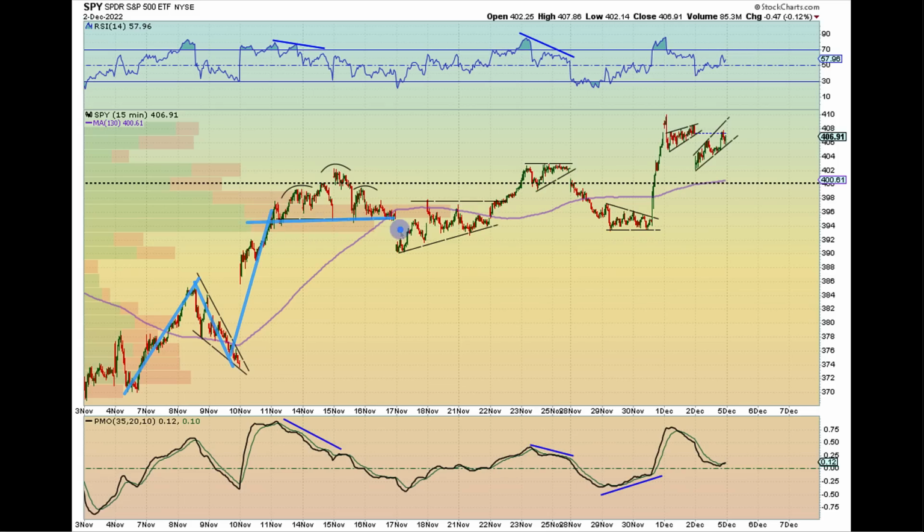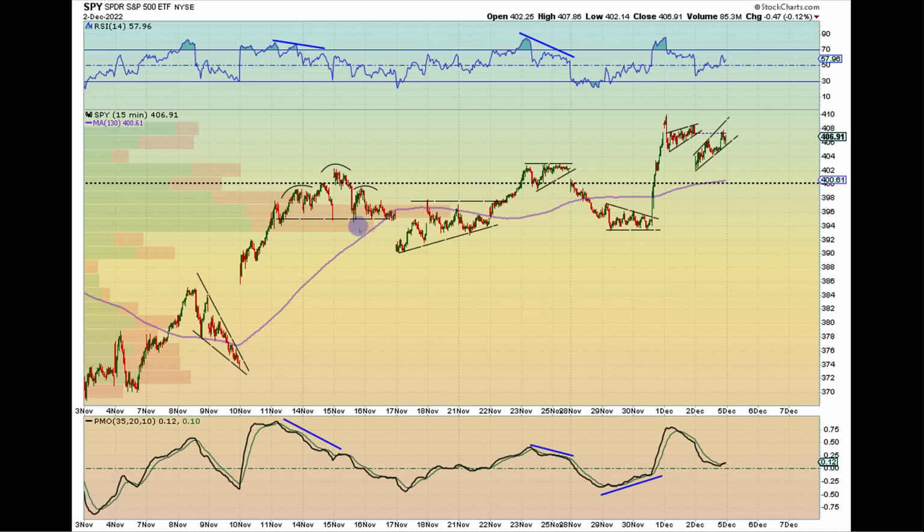You can see we broke down from this inverse head and shoulders, and we go through the same thing. Contraction, boom, we explode, expansion, contraction, boom, to the downside. We contract, we expand, we contract. Now we're sitting here currently in a broadening wedge pattern.